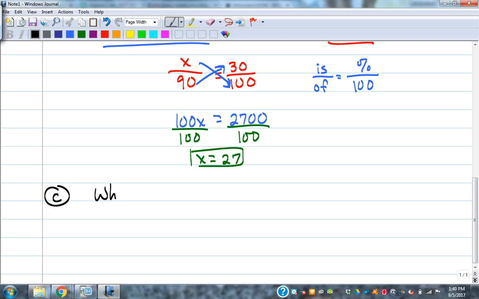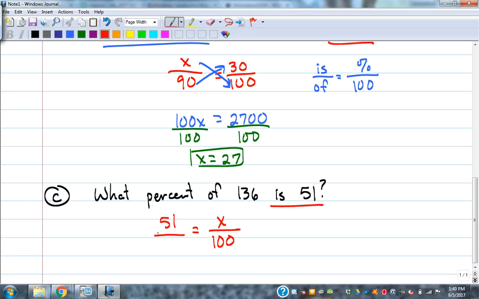Like this might say, what percent of 136 is 51? Okay. What percent? So we're looking for a percent. So what goes over 100? X. We're looking for a percent, so we know it's X over 100. The other side is is over of. Which part is the is? Is 51, of 136.